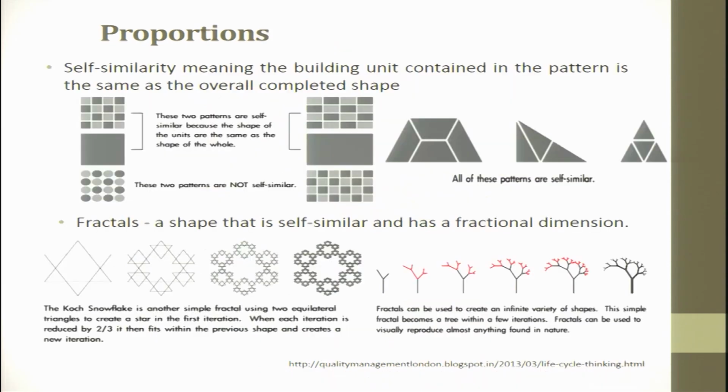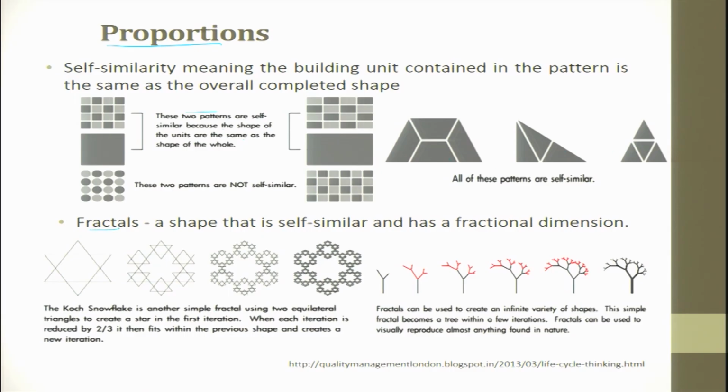figure. So, going back to proportions, self similarity means the building unit contained in the pattern is the same as the overall complete shape. You can see these two patterns are self similar. The shape of the units is the same as the shape as a whole. These two patterns are not similar. Okay, you can see, it is the same color, the pixels are there. Now here you will have a round pixel, and here you have a square pixel. So, these two patterns are the same and here only the shape is different. So, all of these patterns are self similar.